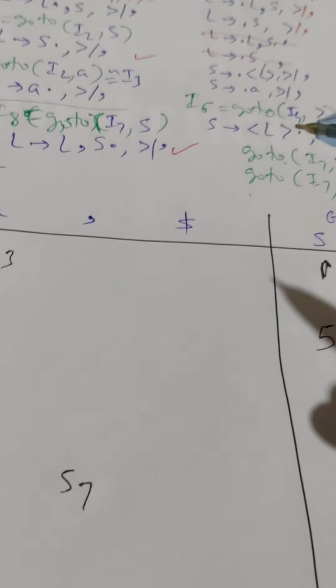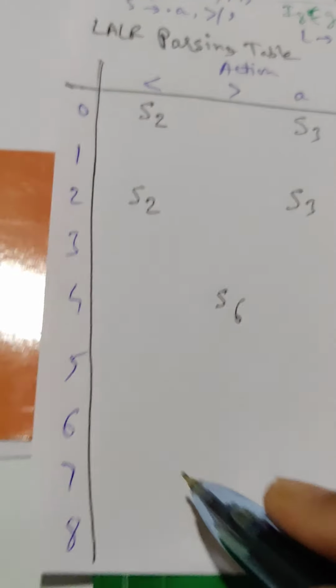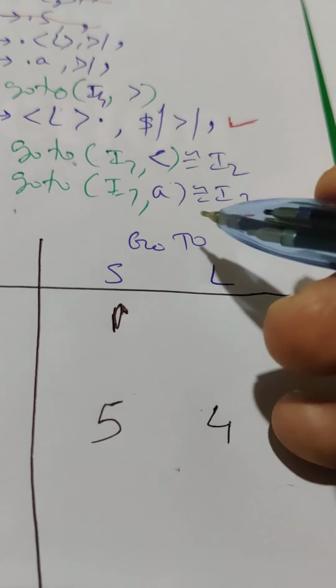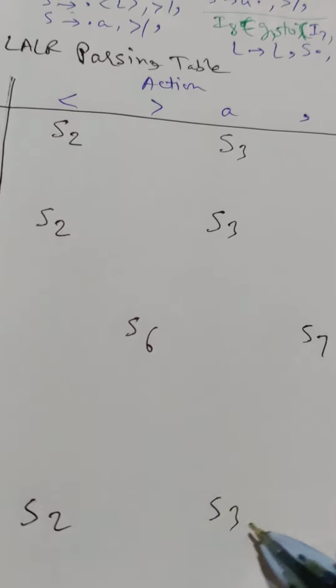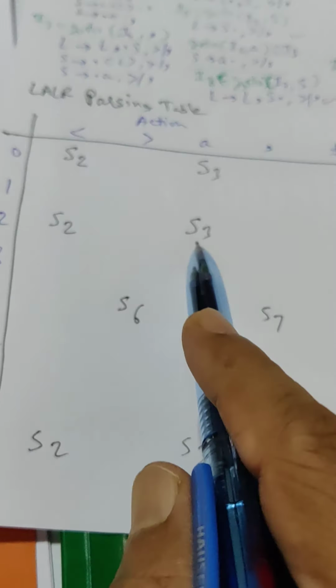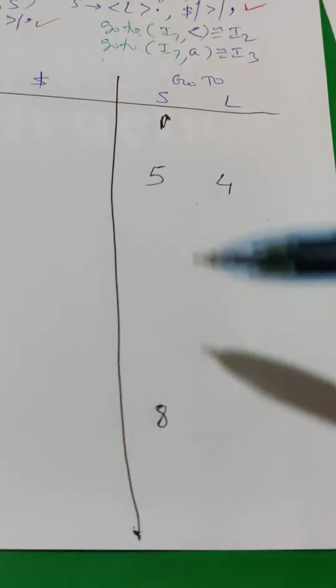Then I7 comma less than is S2. I7 comma less than is S2 here. I7 comma A is S3. So we got here the shift and goto entries. Let's check how many we got: 1, 2, 3, 4, 5, 6, 7, 8, 9, 10, 11 and 12. So we got 12 shift and goto entries here.